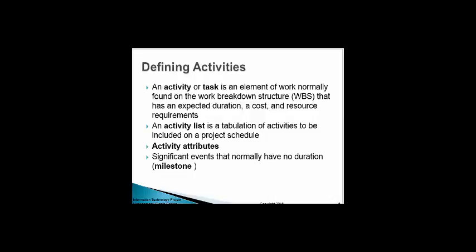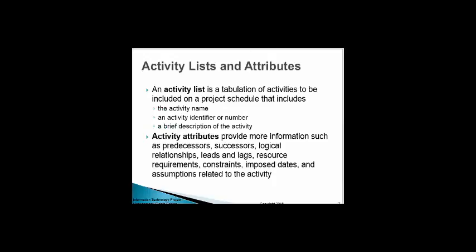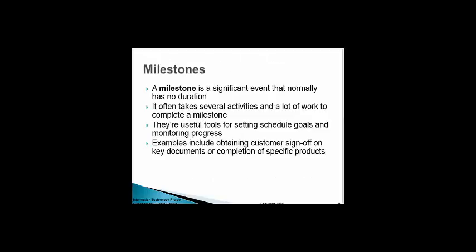So with these, I'm going to focus on the milestone, I think. I skipped the activity list here: tabulation of activities, activity name, the attributes for the activity, and then there's milestones. And those are the significant parts of the schedule that normally have no duration, but are kind of goals, small goals throughout the project.